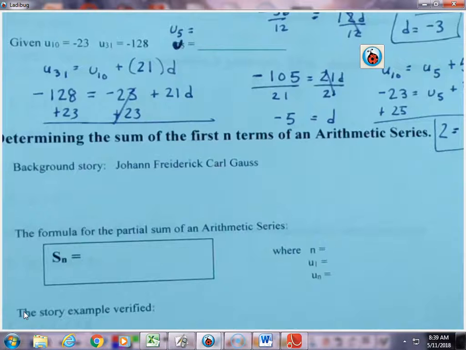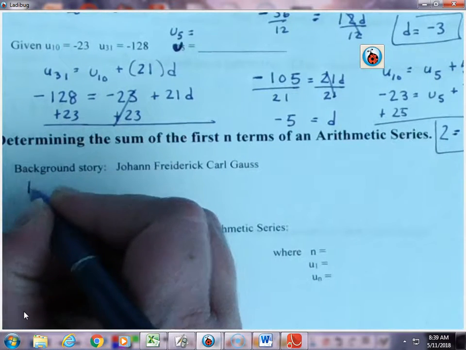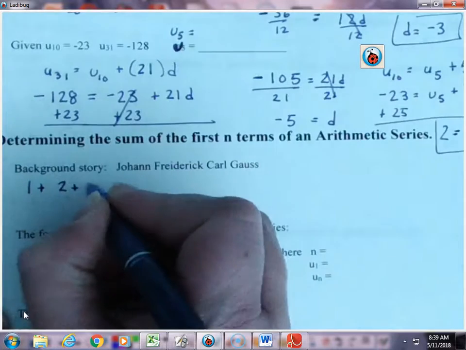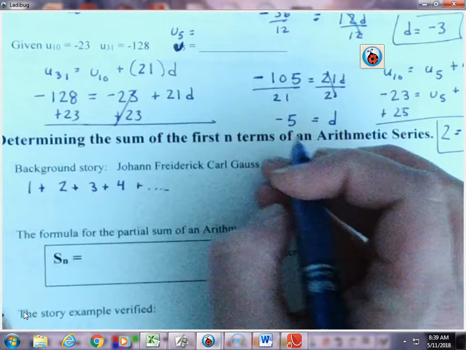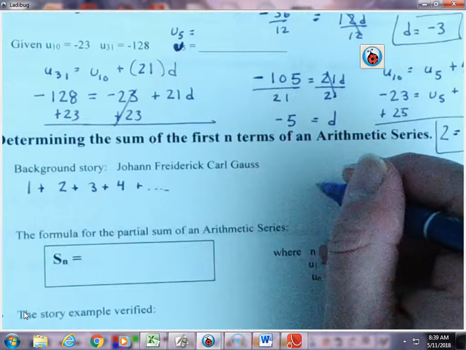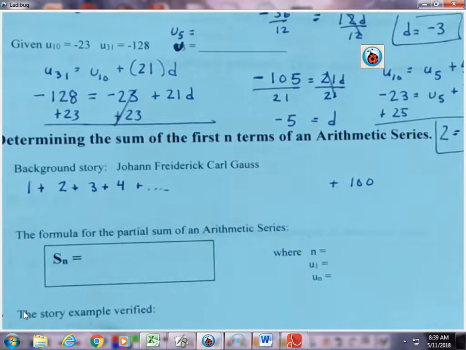Okay, so I have a little story to go with what we're going to do now. The story is that a young mathematician named Gauss was given an assignment, or like his class was given an assignment by his teacher. The assignment was to add up the first 100 numbers. So 1 plus 2 plus 3 plus 4 all the way up to 100. Seems to me like that's pretty tedious. Like, okay, I think I'll sit down for a minute.